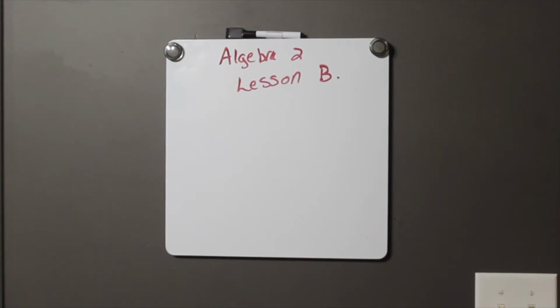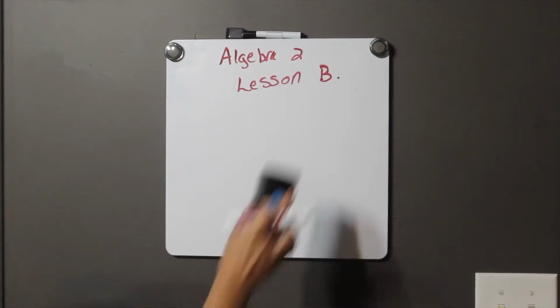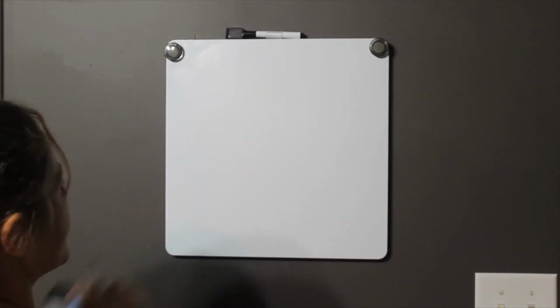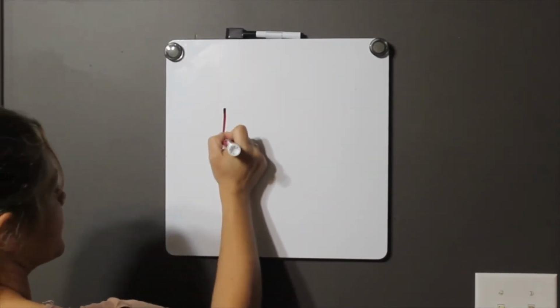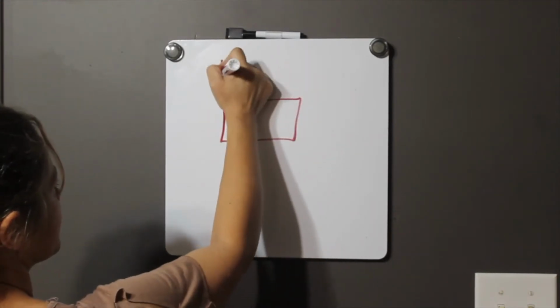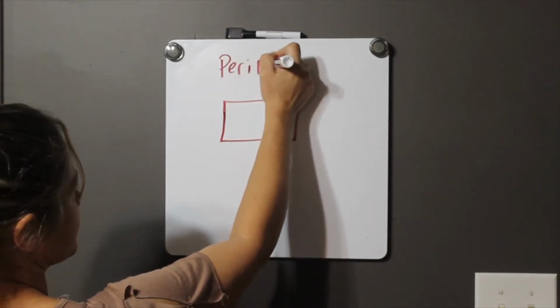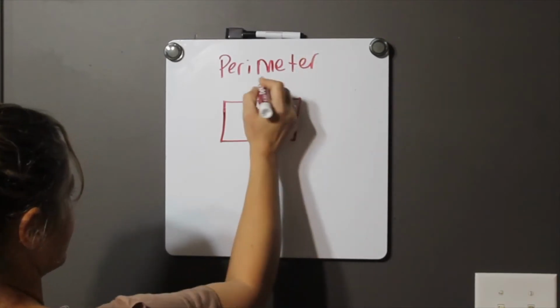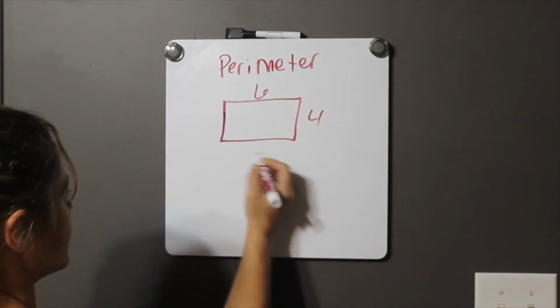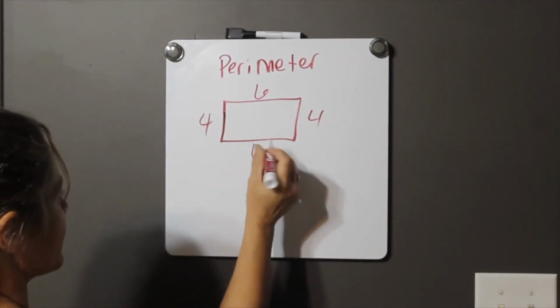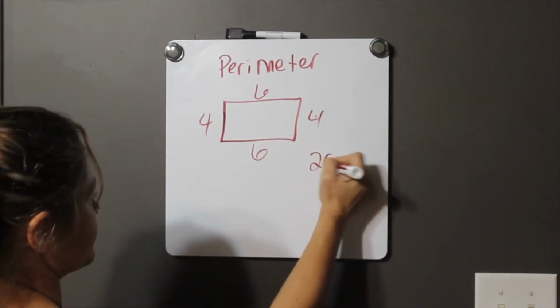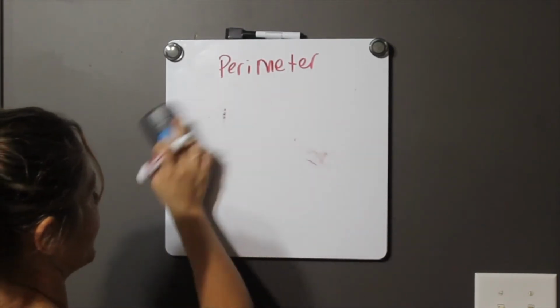Okay, this starts with really easy concepts like perimeter. Remember that perimeter is a fence, so you just add all the sides. So if we have like 6 and 4, this will be 6, this will be 4, it will be 10, 20. That would be the perimeter. You're just going to add the sides up.